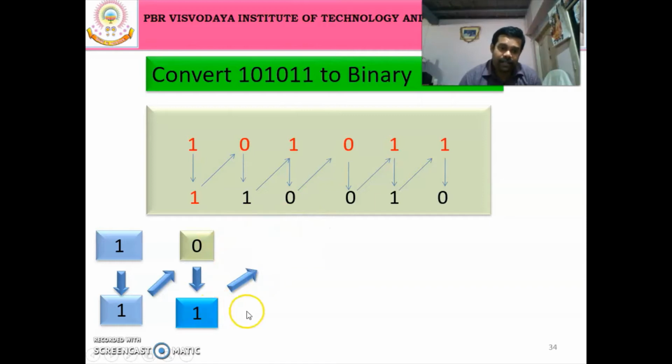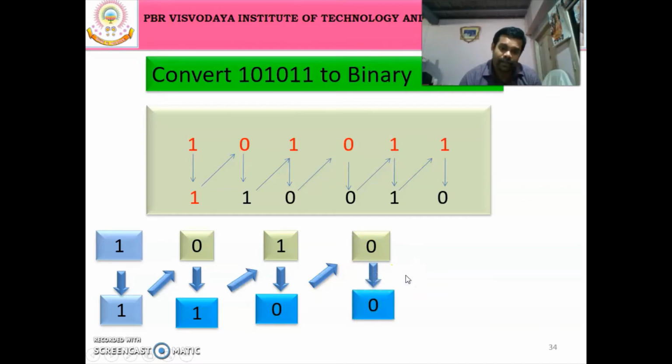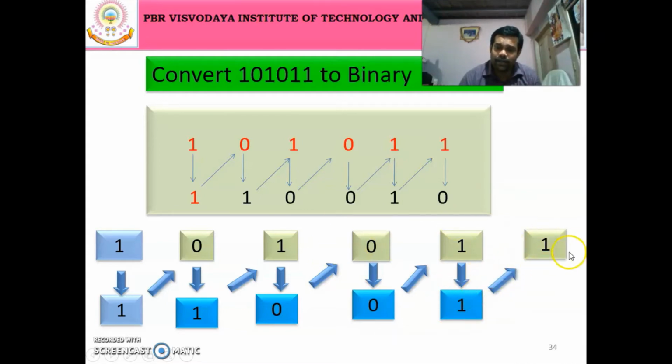Next we XOR this 1 with the next gray bit. XOR of 1 and 1 is 0. Next we XOR the 0 with the next gray bit 0. XOR of 0 and 0 is 0. Next we XOR the 0 with 1. XOR of 0 and 1 is 1. So we have converted. Next we XOR this 1 with this 1. XOR of 1 and 1 is 0. So we have converted this gray to binary.